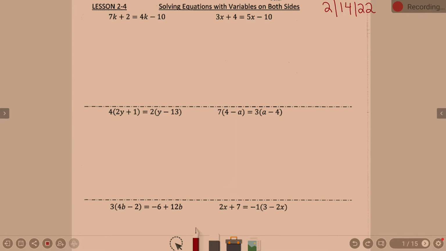Lesson 2.4. The last 3 lessons we have been solving equations, right? We started with one-step equations, then two-step equations. Then it was multi-step, which pretty much just meant maybe parentheses, maybe fractions, maybe decimals. Today, it's solving equations with variables on both sides.